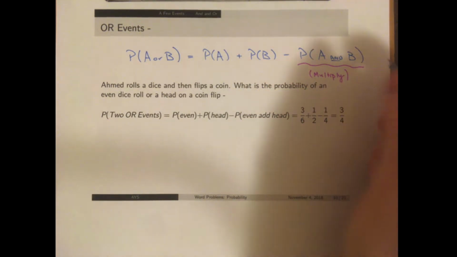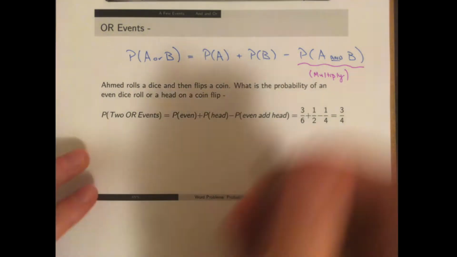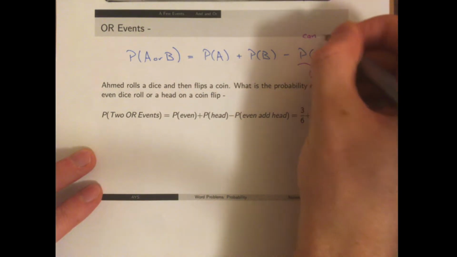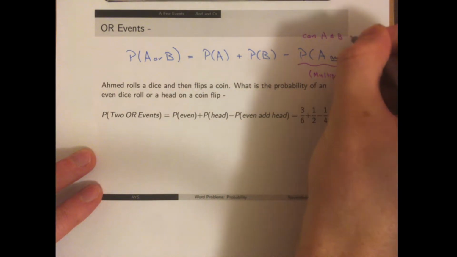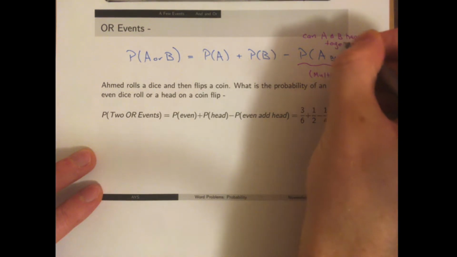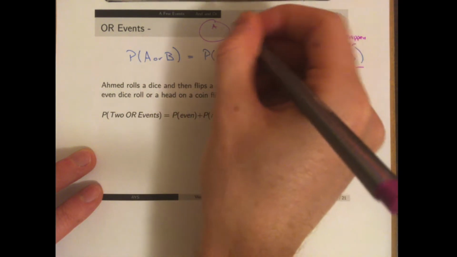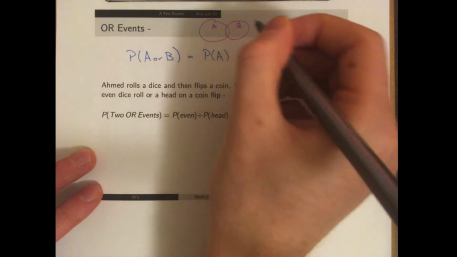But the problem is kind of realizing when you need to subtract off this A and B and when it's not necessary. If you subtract it off when you don't need to, you get the wrong answer, and vice versa. If you needed to subtract it off and you didn't, you also get the wrong answer. So the question here is, can A and B happen together? If you were drawing a Venn diagram, here you have the event A, and here you have the event B.